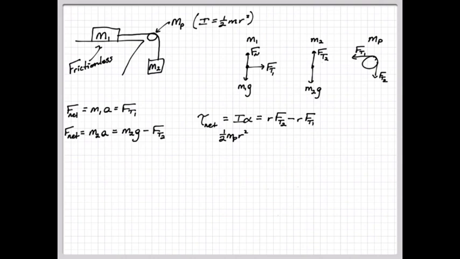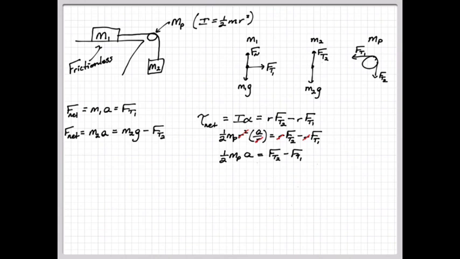So let's substitute our expressions. The moment of inertia is 1/2 mass of the pulley times the radius squared. We already knew that expression. It's not slipping, so we know the angular acceleration is linear acceleration divided by r. And on the right side, we have our two torques. So let's do some algebra here. After you do your steps, you're going to see that all the r's are going to cancel. So we're left with 1/2 mass of the pulley times the linear acceleration is equal to tension 2 minus tension 1.